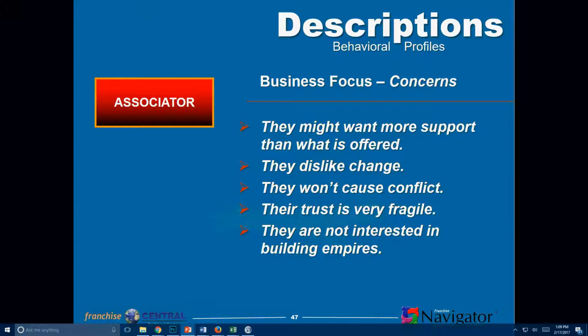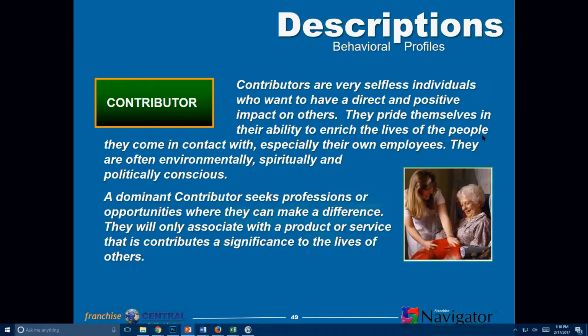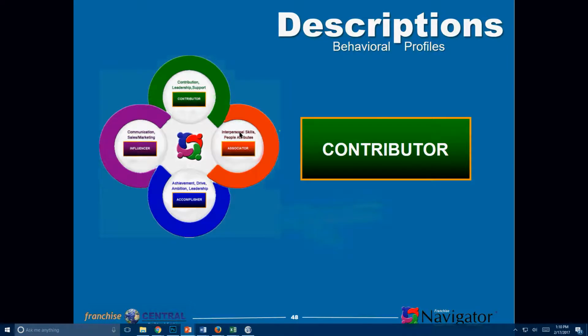You're going to see as we get into the profile combinations and the dynamics of these profiles, it's absolutely fascinating. Okay, let's move on then to the contributor. Now, again, the contributor is very different. The associator is all about the interpersonal skills. The accomplisher is all about the drive, the ambition, the leadership. The influencer is all about the communication, the sales, the marketing, prestige. The contributor is all about contribution.